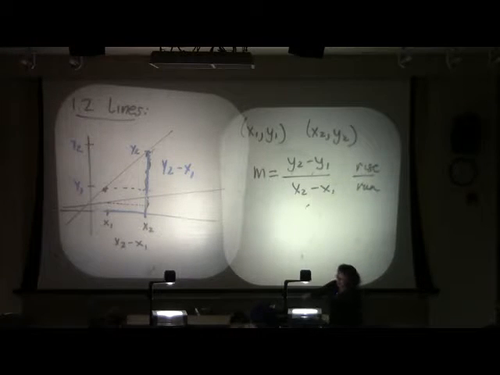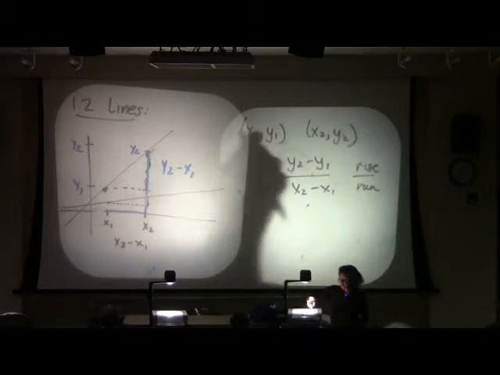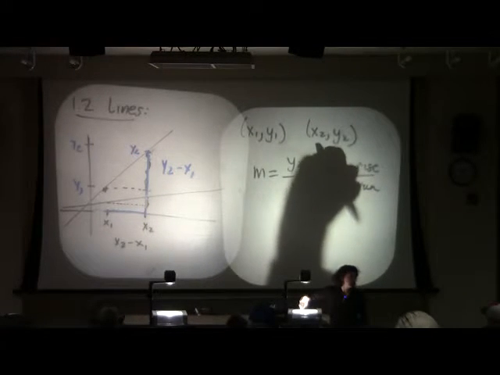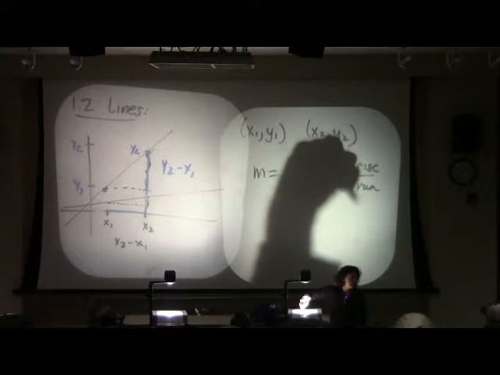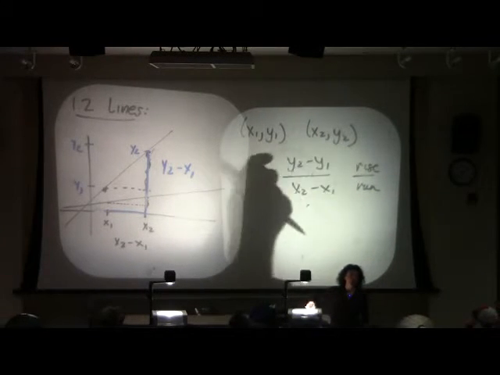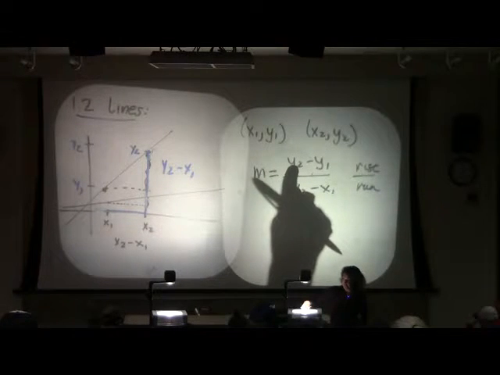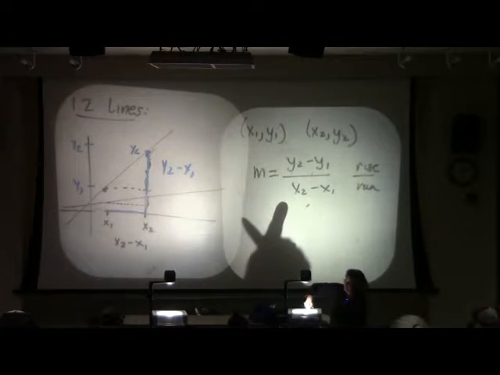Now, you could have y1 minus y2 in your numerator, but then in your denominator, you better have x1 minus x2. Okay? So my point is this. It doesn't matter which y value you start with, but whatever y value you put first, its corresponding x value also has to go first.